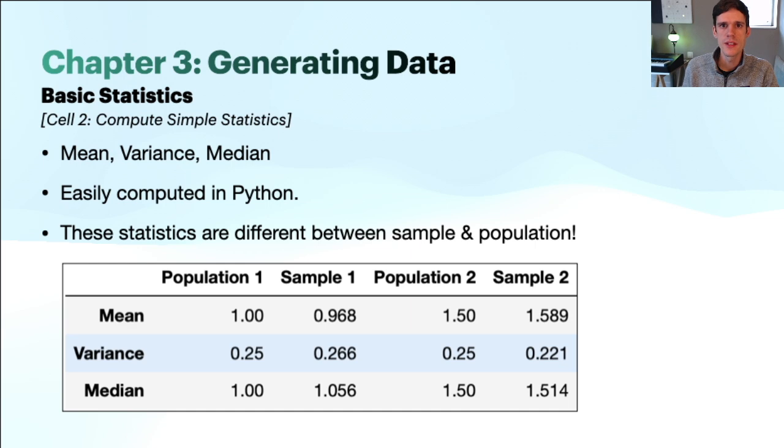Now, what we will do in this short lesson is, in essence, reproduce this table. And in this table we compute the mean, variance, and median as the rows for each of these four datasets: population 1, a sample of this population, population 2, and a sample of this population 2. And this can be done quite easily, so let's get into the code and do this.